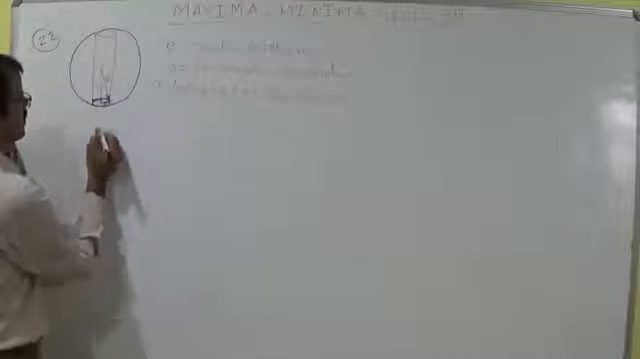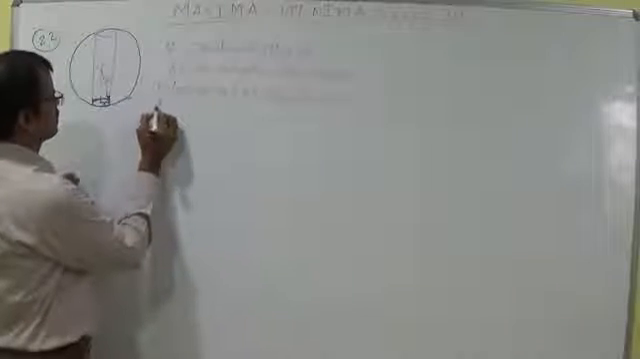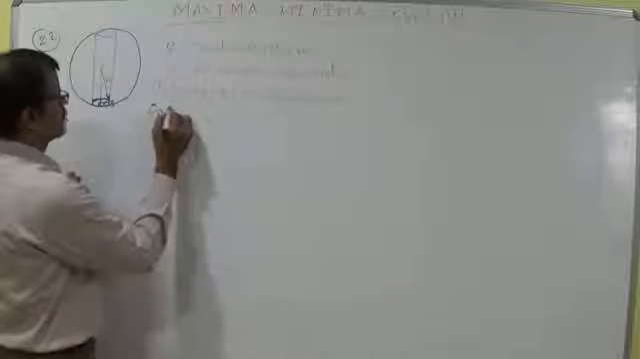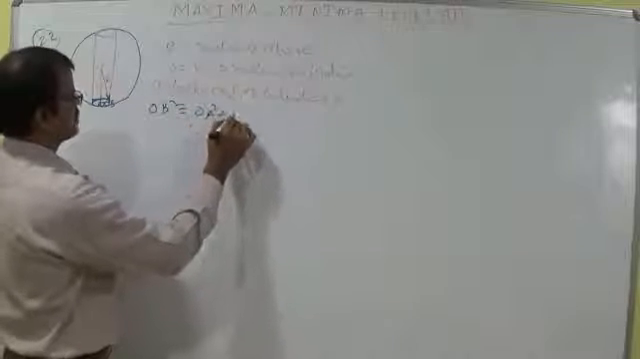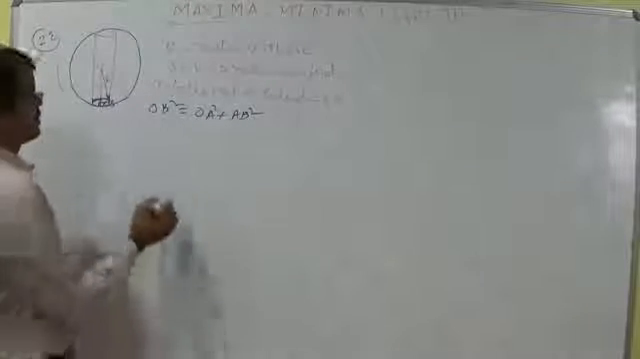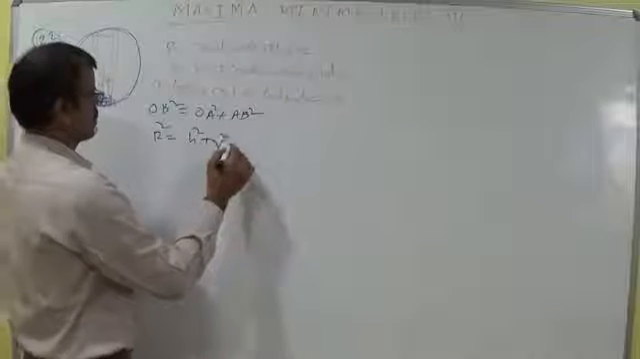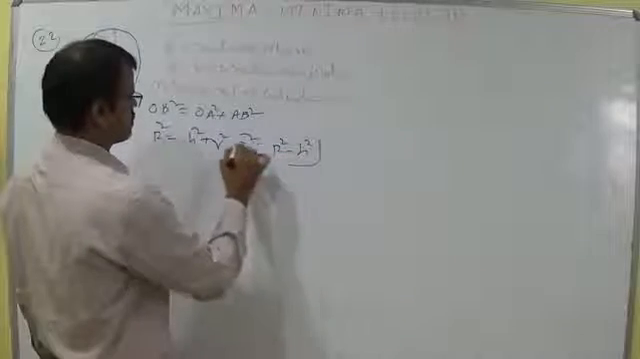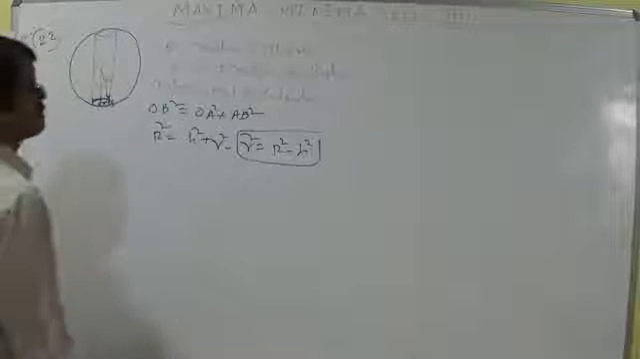Using the right angle triangle concept, let this be A and this be B. OB square is equal to OA square plus AB square, we can write. So you can write here R square is equal to h square plus small r square. So small r square is equal to capital R square minus h square.